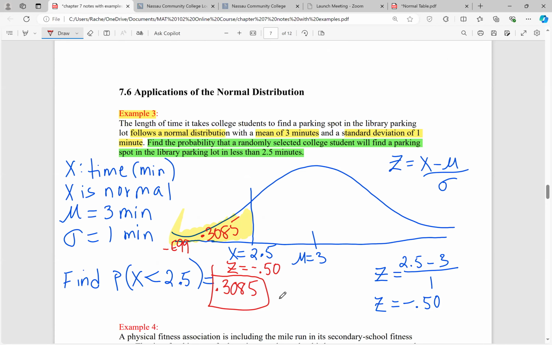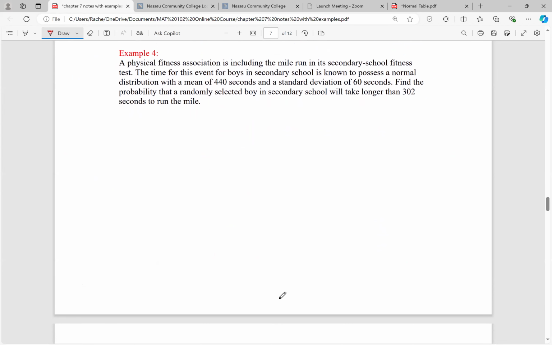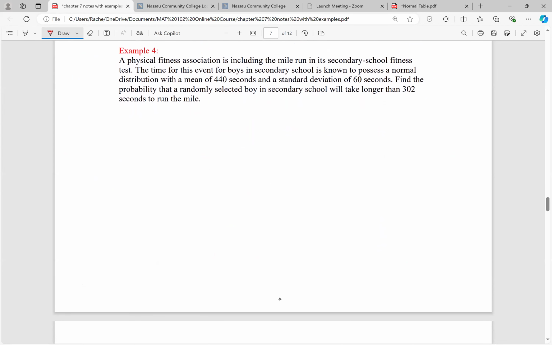So let's do one more. Example 4 says a physical fitness association is including the mile run in its secondary school fitness test. The time for this event for boys in secondary school is known to possess a normal distribution with a mean of 440 seconds and a standard deviation of 60 seconds.